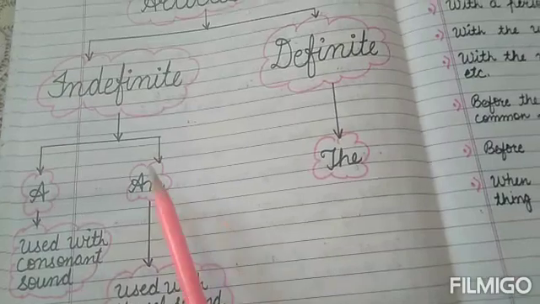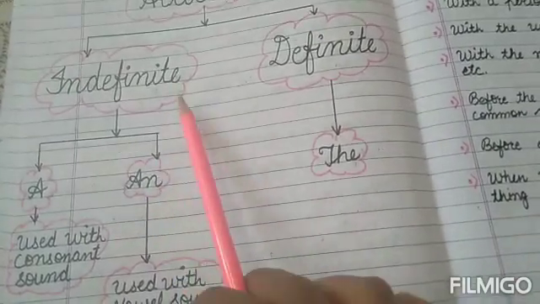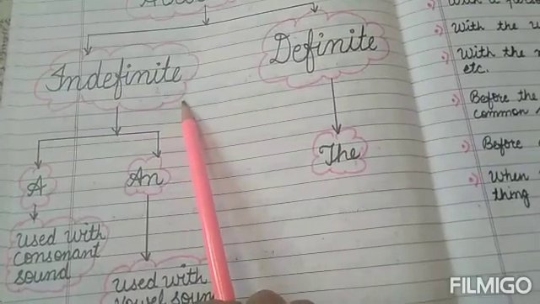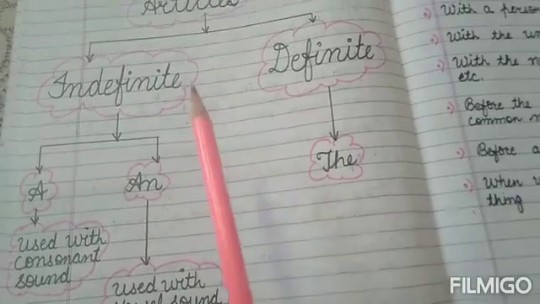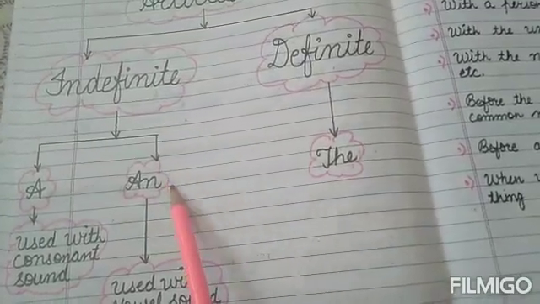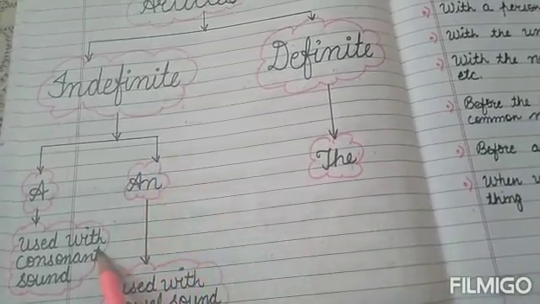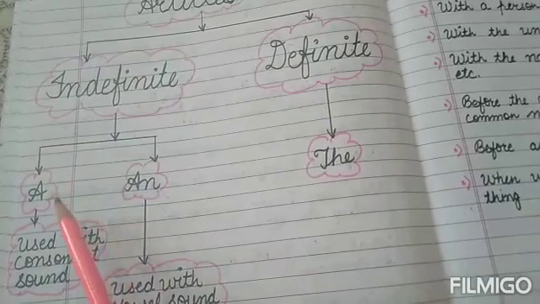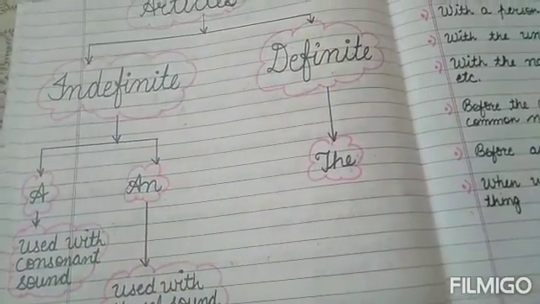One other thing we have to keep in mind: whenever we use an indefinite article, we will not focus on the spelling of the given noun. We focus on the sound or pronunciation of the first letter of the given noun. So that's how we can use a and an, which are the indefinite articles.